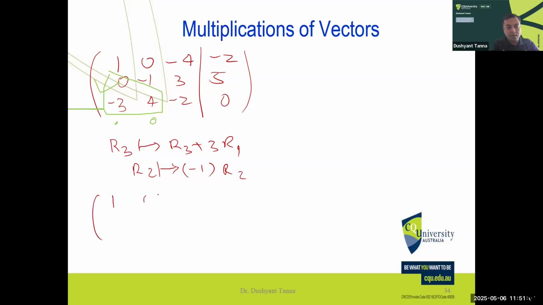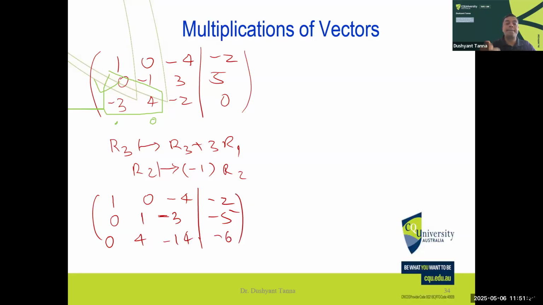Okay. So 1, 0, minus 4 is minus 2. 0, 1, 3. Since I changed the sign, make sure we are changing it everywhere. And this one is 0. This one is 4. That becomes minus 12. Minus 2 becomes minus 14. Is 0 plus 3. So that's minus 6. Okay, from here. Right, since I got that, perfect.